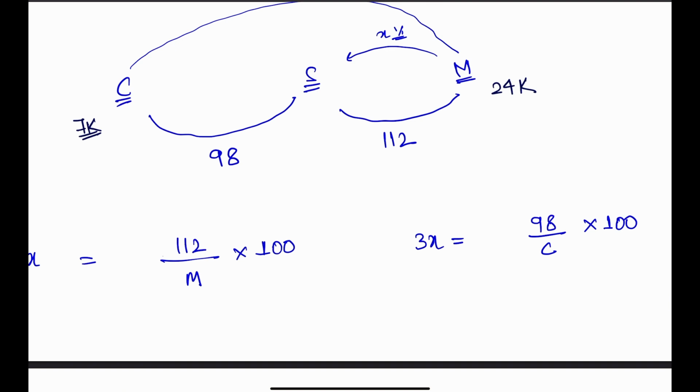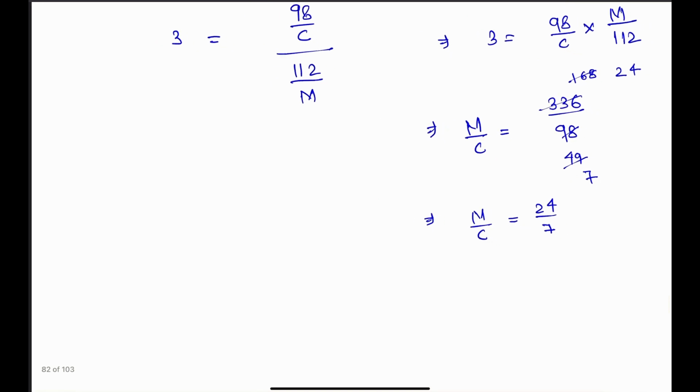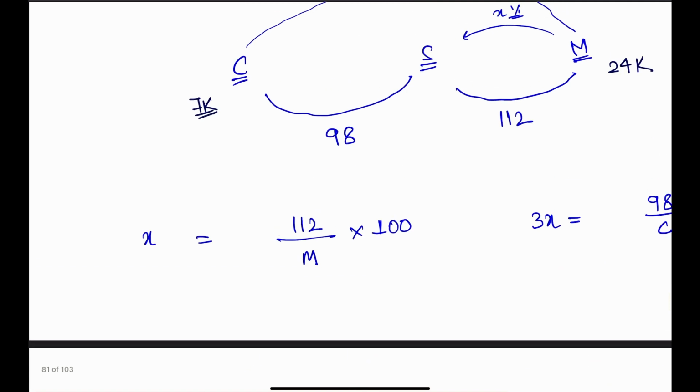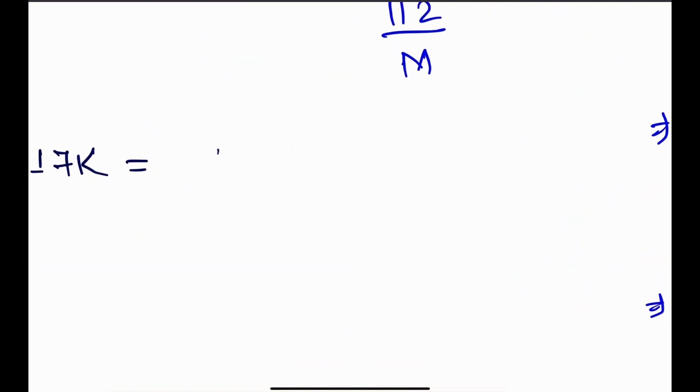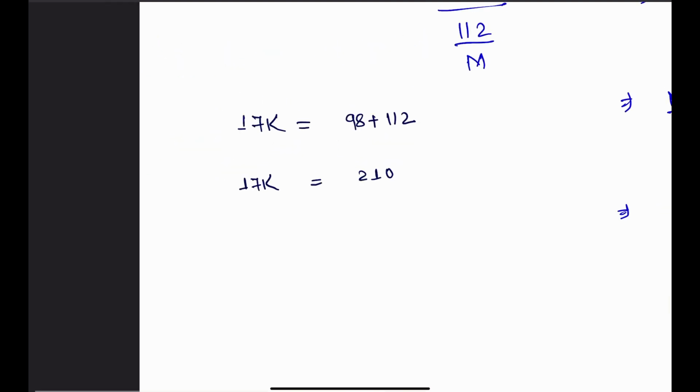Here the difference is how much? The difference is 17k. If my 17k is equal to how much? 98 plus 112. 98 plus 2 is 100, so this will be 210 equal to 17k. And my selling price will be how much?